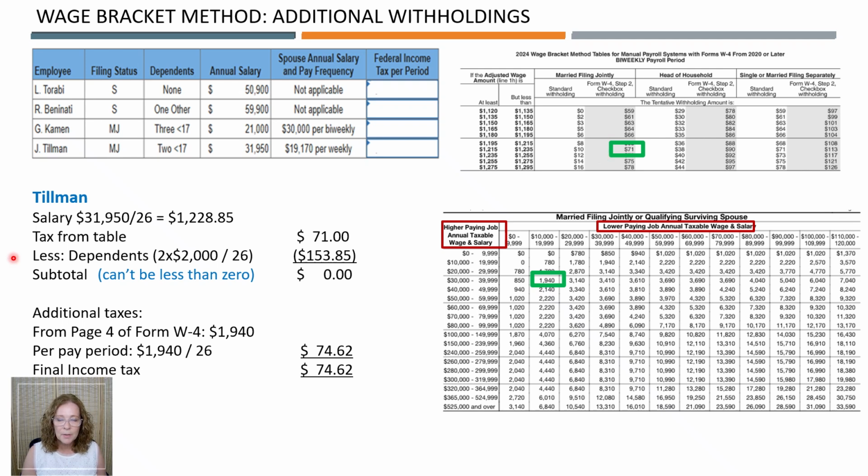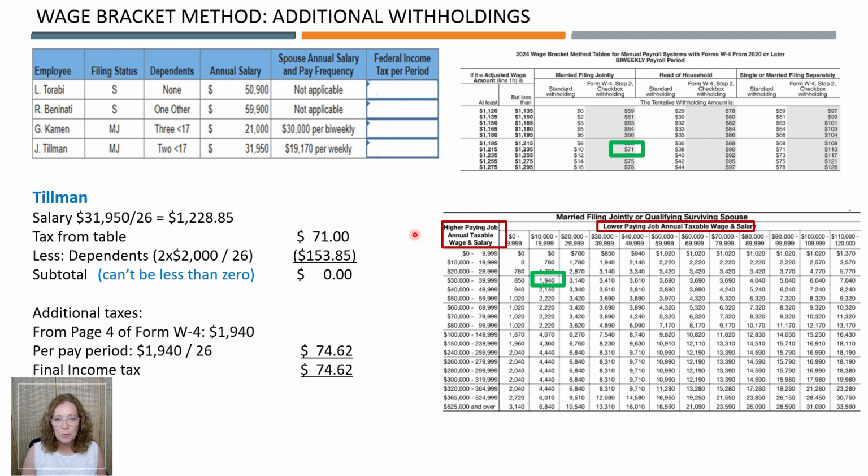The 2 dependents are worth $2,000 each for a total of $4,000, which we divide by 26 to get the biweekly reduction of $153.85. We subtract the dependent deduction from the tax we previously looked up of $71 and come up with a tax of $0 because this amount can't be negative. We're not done yet, though. We need to look up the additional taxes because the spouse has income, and we do that on Form W-4 on pages 3 and 4.